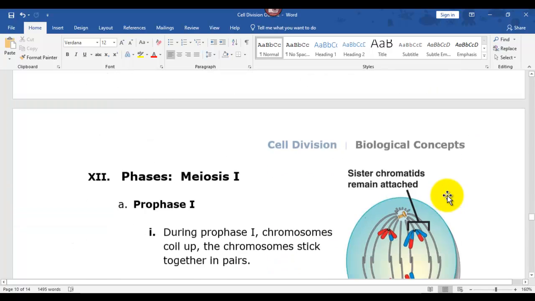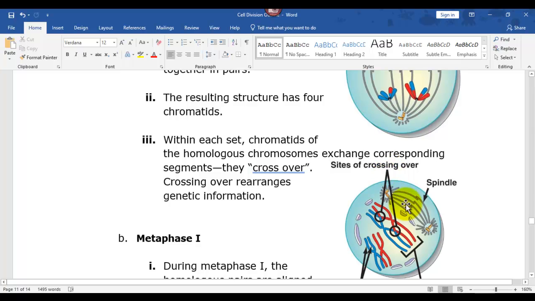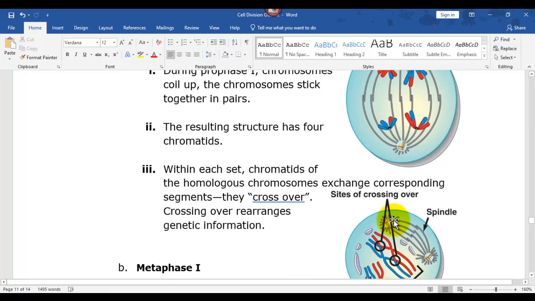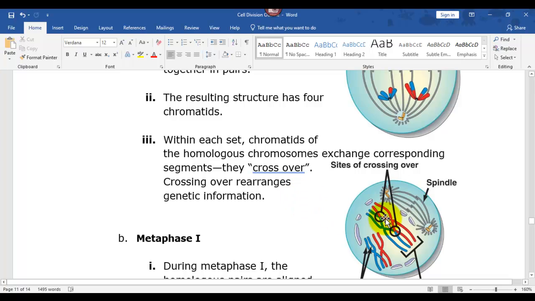So where were we? Okay, so we're on to prophase 1. Now, this is the part called crossing over, and we're going to be very general with this. It's easier to understand that way. So within each set, chromatids, remember they're getting duplicated. The homologous chromosomes exchange crossing over segments. They cross over. It rearranges the genetic information.